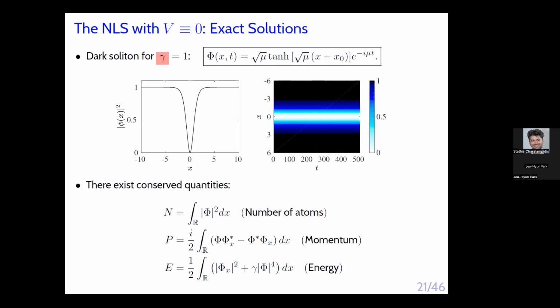Since the model is integrable, you have infinitely many conserved quantities. The very first three are shown here. They're associated with symmetries of the NLS. The NLS is invariant under phase rotation, so that gives birth to the number of atoms. It is also invariant under spatial translations, giving birth to the conservation of momentum. It is also time translation invariant, which gives birth to the energy conservation. Those are coming from Noether's theory.